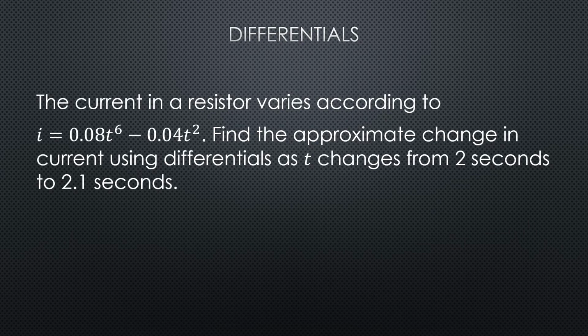All right, here's our first problem. The current in a resistor varies according to I equals 0.08 t raised to the 6th power minus 0.04 t raised to the 2nd power. Find the approximate change in current using differentials as t changes from 2 seconds to 2.1 seconds.